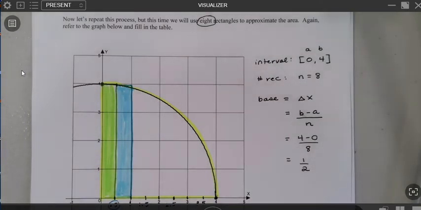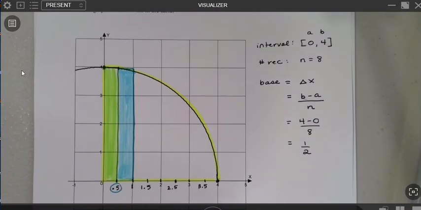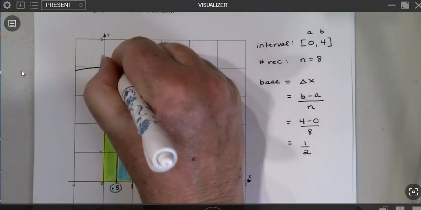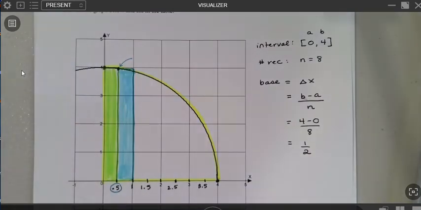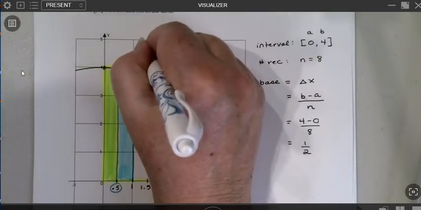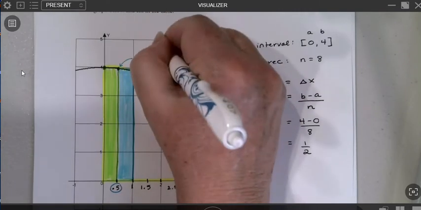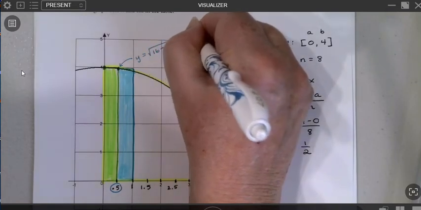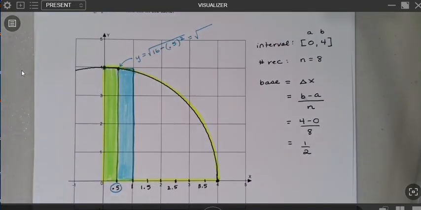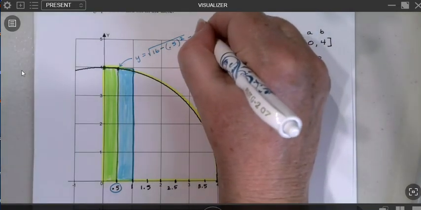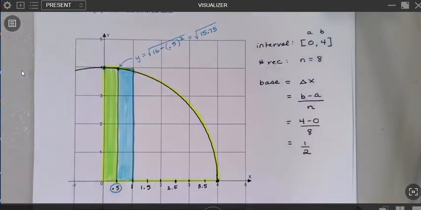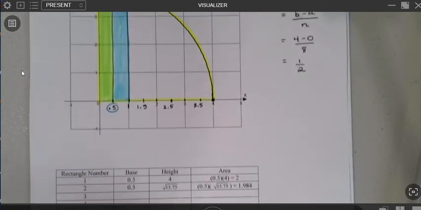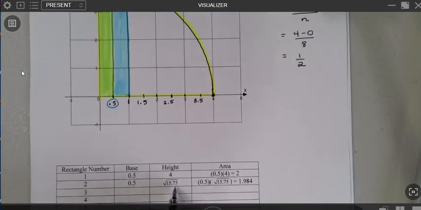All right, I know my base always is going to be 1/2 in this problem, but I do need to get a height. So let's see, that would be this y value right here when x is 1/2. And I'm still using the same circle, so square root of 16 minus 0.5 squared. 16 minus 0.25 would be 15.75. And down here, there's the base, 0.5, the height, square root of 15.75, multiplied those together to get area.